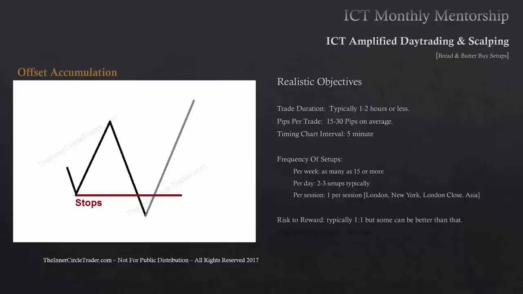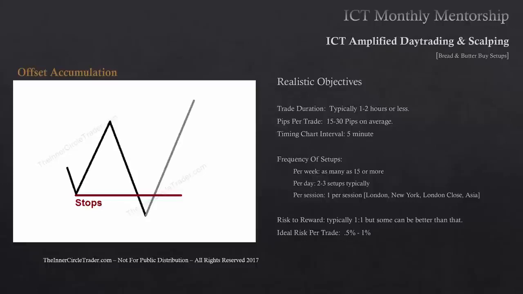Your risk to reward typically is going to be 1-to-1, which isn't hot, but sometimes you can get a little bit better than that. But generally, if you're thinking scalping, think 1-to-1, and that's about all you're going to get. Ideal risk per trade is 0.5% to 1%, and 1% may be a little high, but as you start to get better at it, you can start seeing more setups, then obviously you can graduate to the 1%, but I wouldn't do anything more than that.